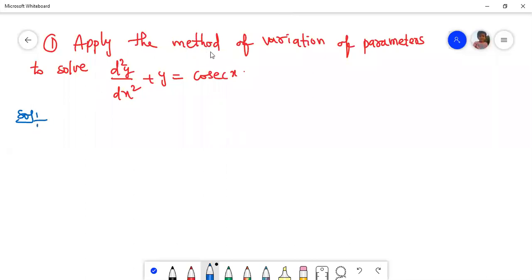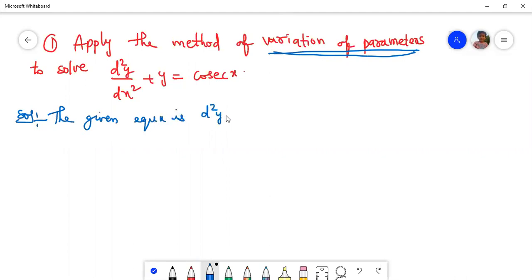Solution. In this, they only mention the method of variation of parameters. Apply the method of variation of parameters to solve the given equation d square y by dx square plus y equal to cosec x. First we write the given equation. The given equation is d square y by dx square plus y is equal to cosec x. Let it be equation 1.